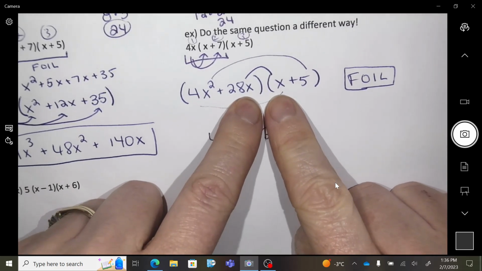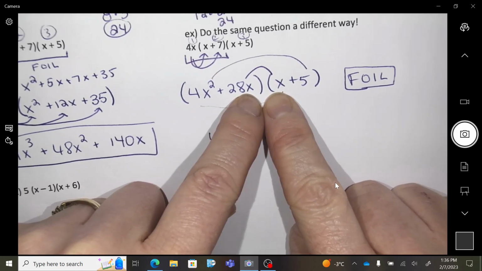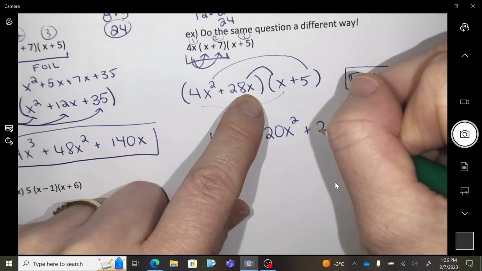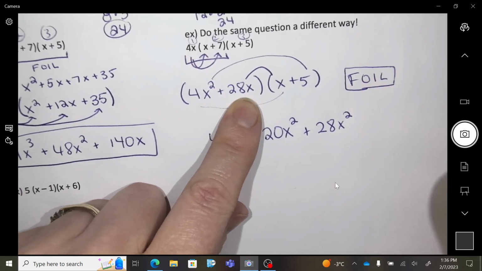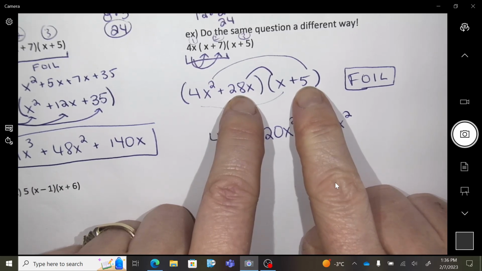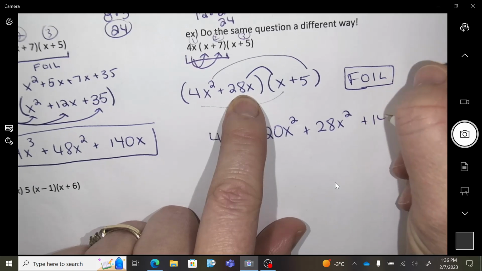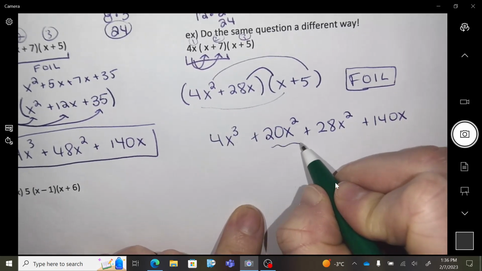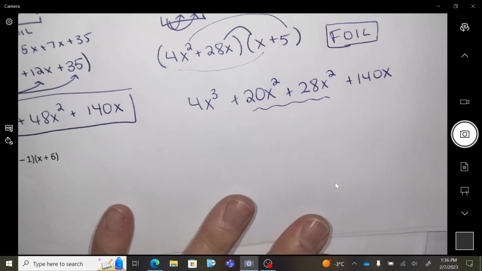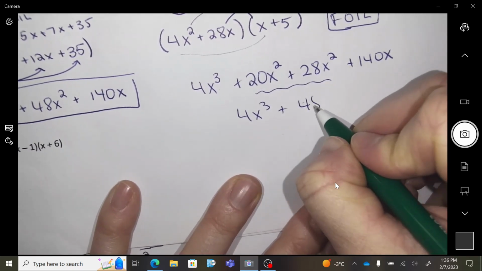Okay. Now my fingers are on the insides. 28x squared. And then the last, anybody do 5 times 28? Does it happen to be 140? Yep. Plus 140x. And look at that. It matches.